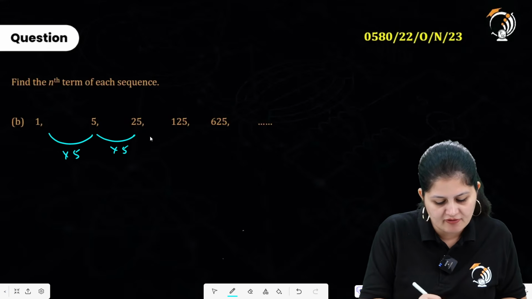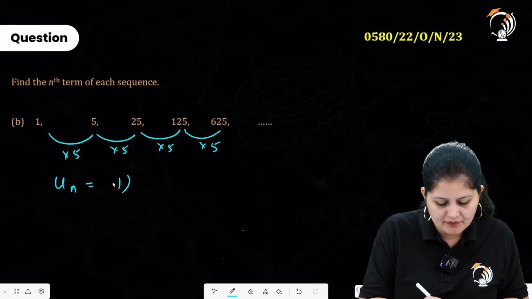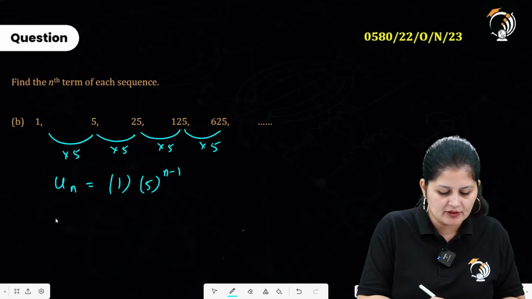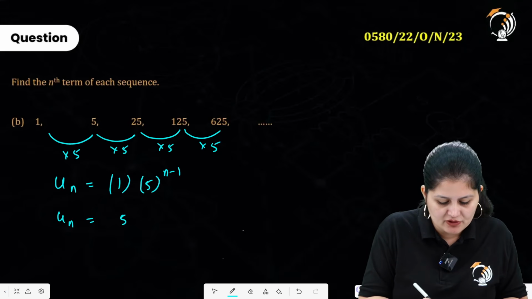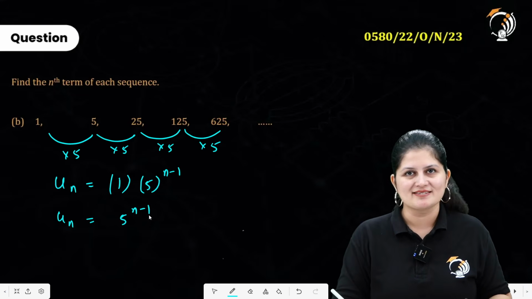Moving to the next pattern. What we can observe here is the common ratio, which is 5, correct? So, clearly if I need to get the nth term here, that is going to be the first term multiplied with the common ratio raised to the power n minus 1, correct? So, that is going to be nothing but 5 raised to the power n minus 1 is the nth term of this particular sequence. Clear?